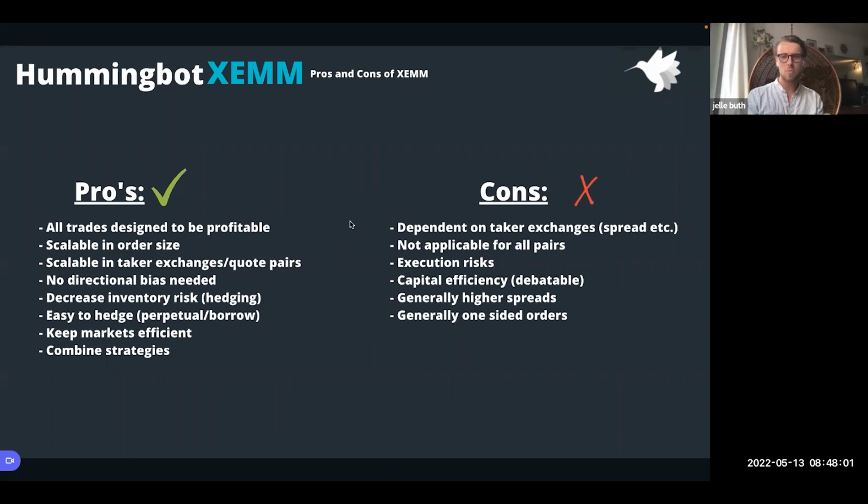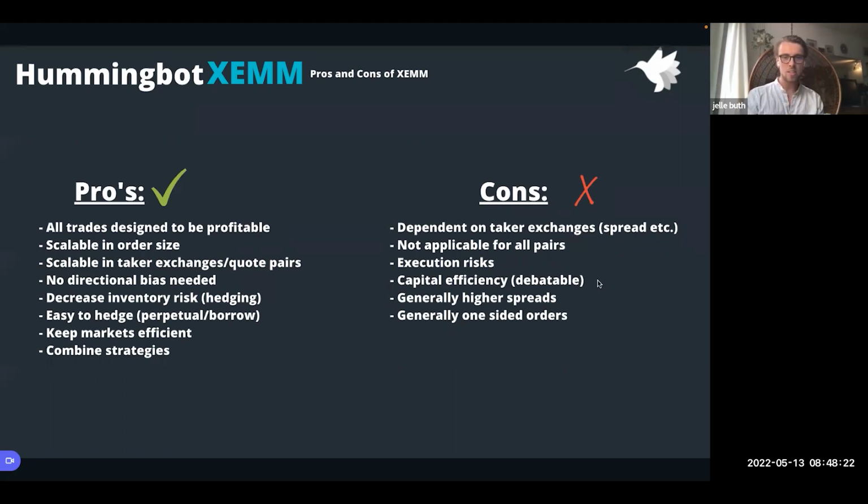Therefore, it's not really applicable for all pairs, especially the Ascendex pairs, because sometimes it's hard as there is not really a taker exchange that you can use to hedge your asset at. There's definitely execution risks, which means that your taker order is not always filled at the desired price or not filled at all, which increases inventory risk.